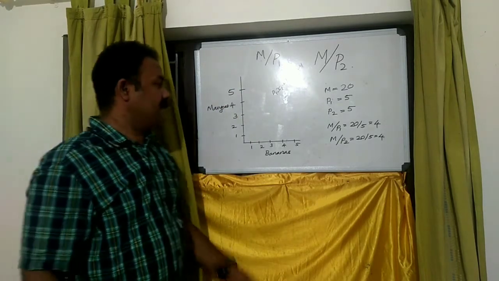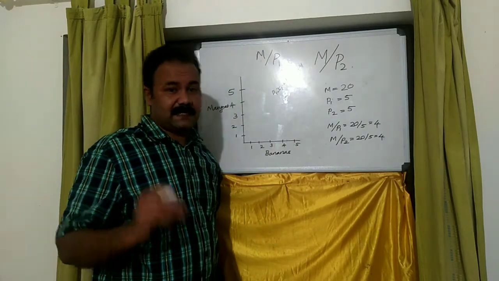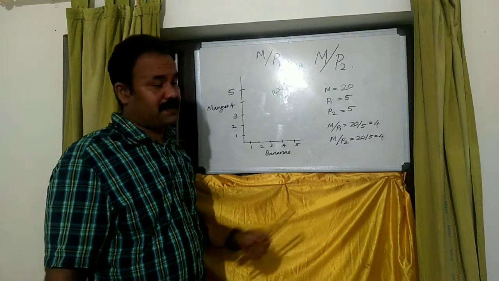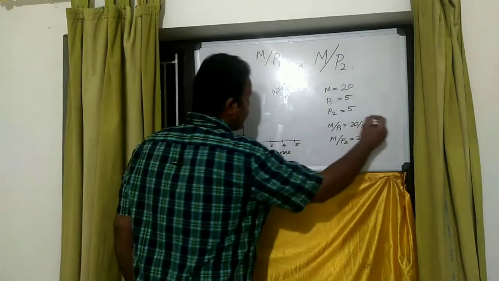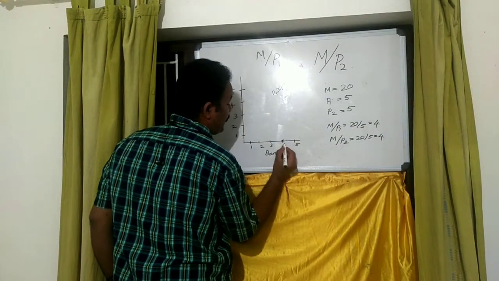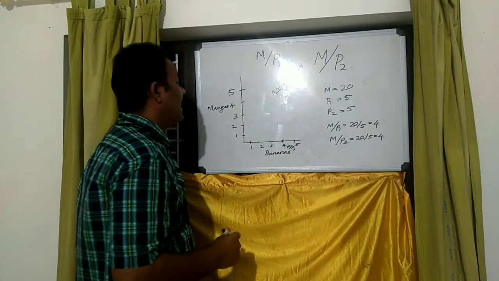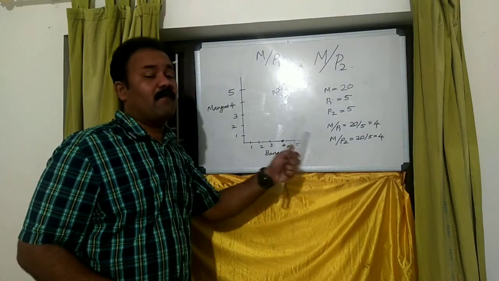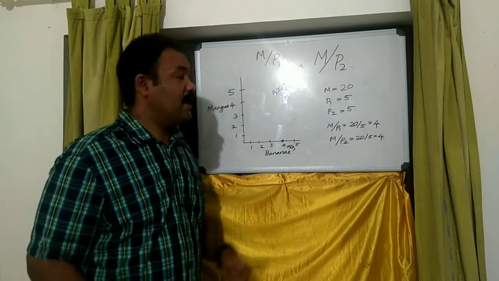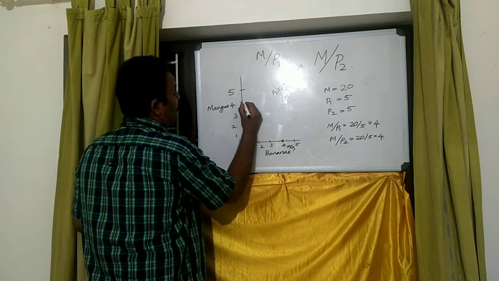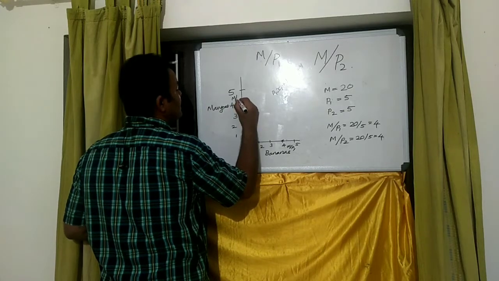Okay. Then here, what is M by P1 on the x-axis? Here we need a point. That point is M by P1, that is 4 here. So we can mark a point here. That 4 is M by P1. Then on the y-axis also, the vertical intercept. What is the vertical intercept? M by P2. What is it here? 4. Then we can mark one point here. This 4 is M by P2.